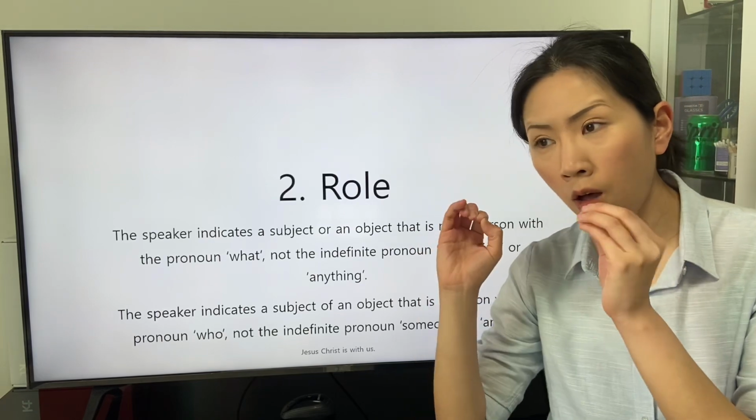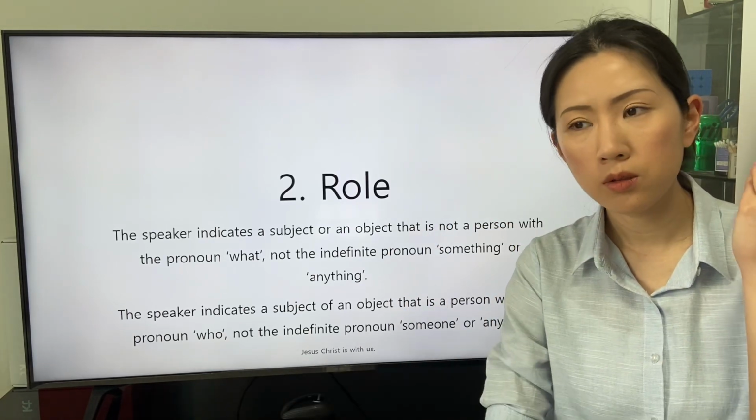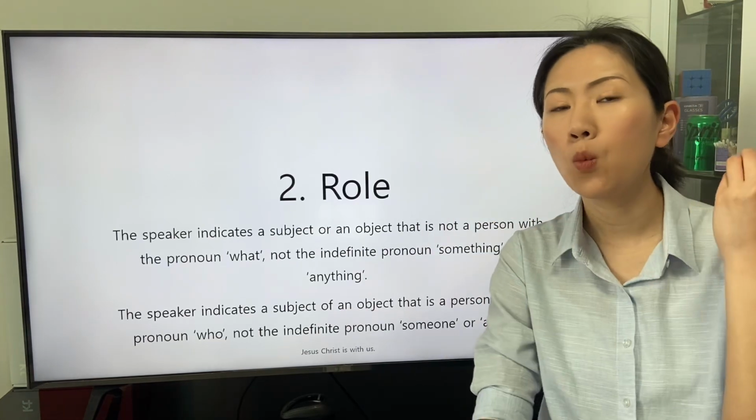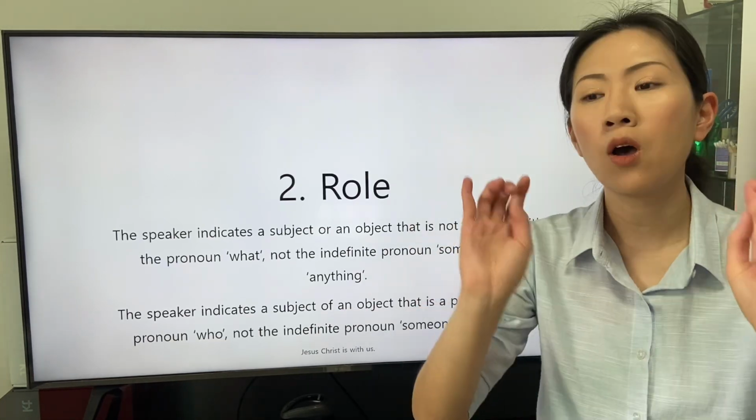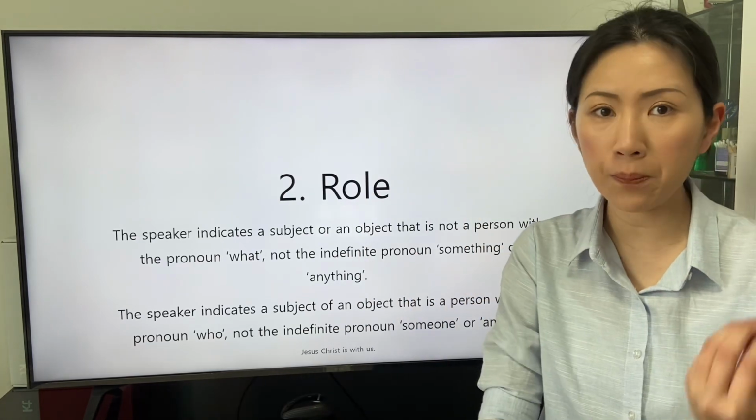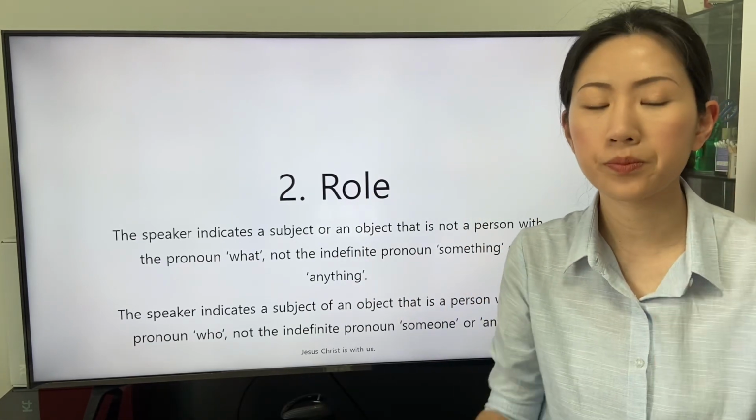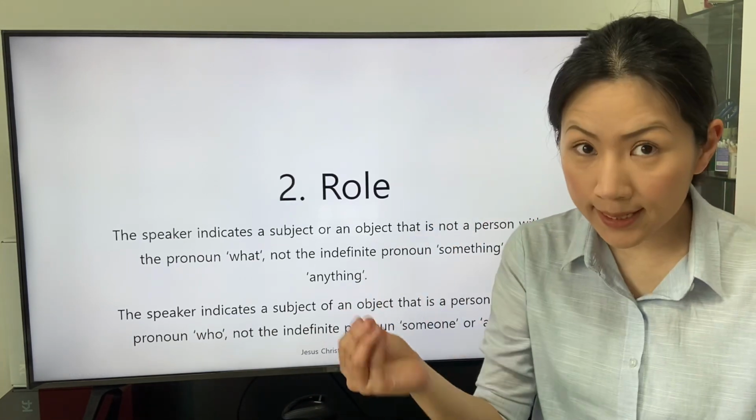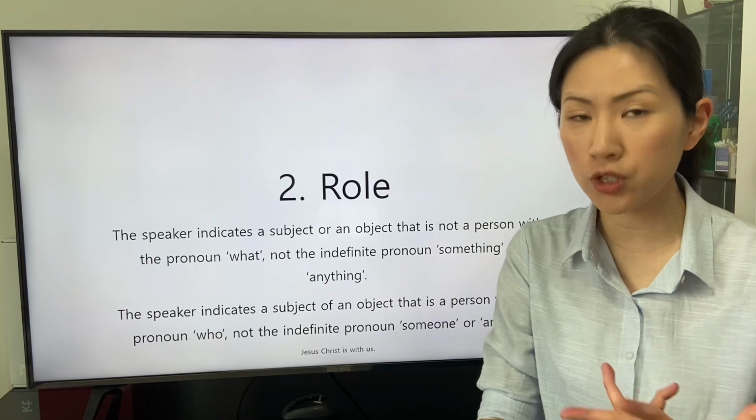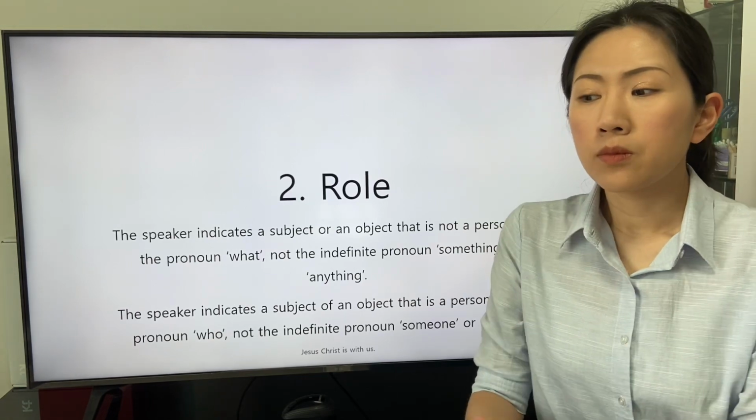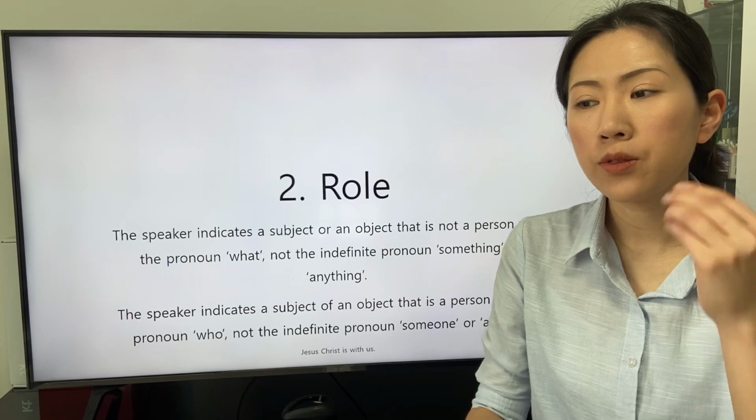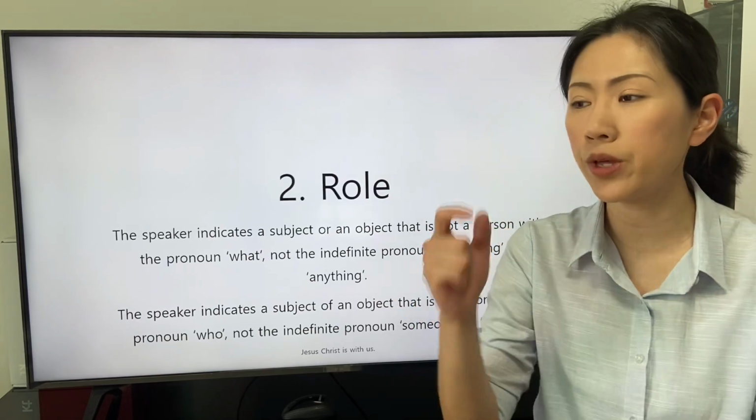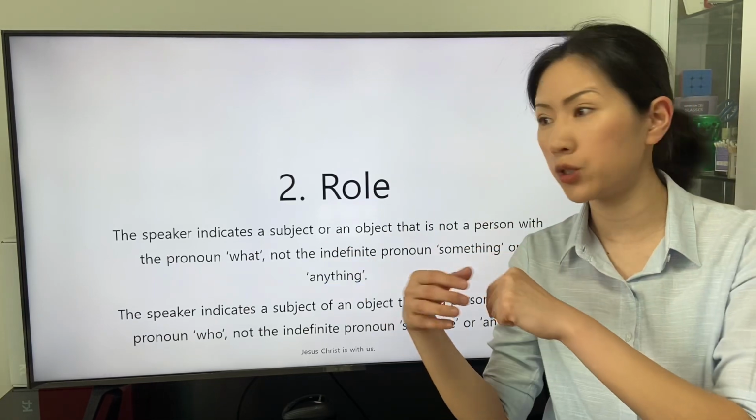and the pronoun what that we studied as an interrogative pronoun indicate a subject or an object that is not a person in common. The speaker applies the pronoun what as a subordinating conjunction. So we will study the difference between the indefinite pronoun something or anything and the subordinating conjunction what.